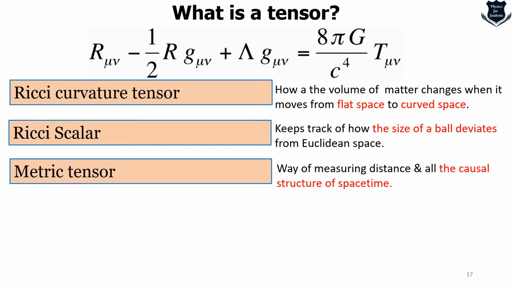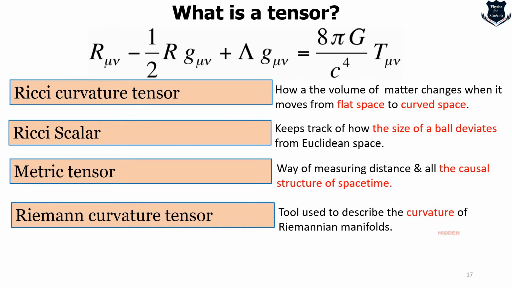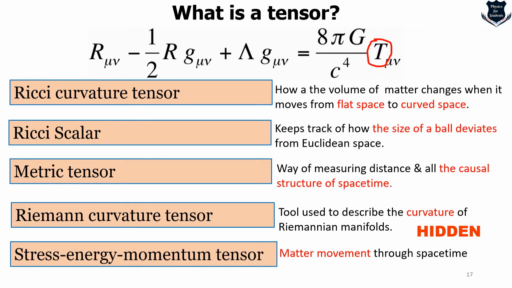Then we come to something which is hidden, which is called the Riemann curvature tensor. It is actually related to the contraction of the Ricci curvature tensor and the scalar, but this also describes a kind of, I would say, curvature. And finally, we look into this capital T, which is called the stress-energy-momentum tensor, and it actually tells how much matter movement can be registered through that tensor component.